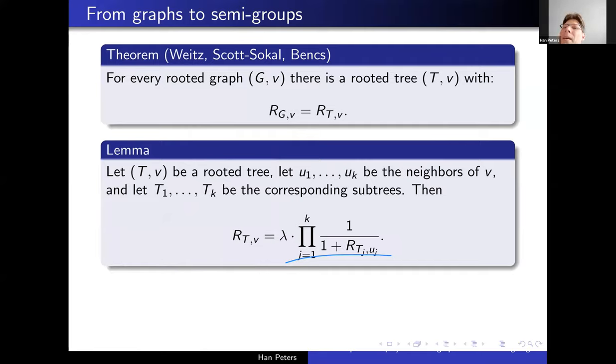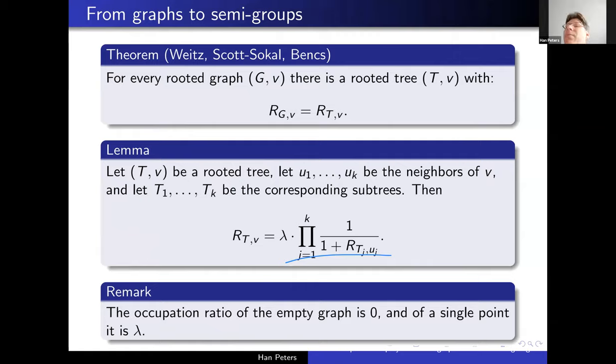Now, where does the dynamics come in? Suppose we have such a tree, with the top vertex as the root. The top vertex has some finite number of neighbors, let's call them U1 through Uk, and if we remove the top vertex, we get k disjoint subtrees, which we call T1 through Tk. Then the ratio of the full tree can be expressed in terms of the ratios of those smaller trees through this formula: lambda times the product of 1 over 1 plus the ratio of the smaller tree. So some rational formula in more variables. However, if you have a special tree where all these subtrees are the same, so all the R of Tj at Uj are the same, then you just have a rational formula. So if you look at the simplest possible trees, you just get iteration of a single rational function.